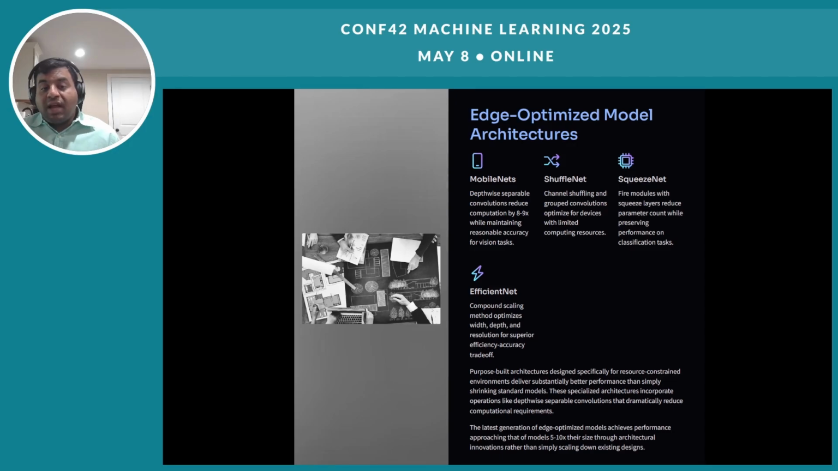ShuffleNets use channel shuffling and group convolutions, further optimizations for low power devices. And then SqueezeNet employs Fire modules to reduce parameter counts while maintaining classification accuracy. And then EfficientNet uses a compound scaling method to intelligently balance network width, depth, and input resolution for excellent efficiency and accuracy trade-offs. Using these pre-built architectures is often more effective than simply shrinking a standard large architecture, as they incorporate efficiency principles directly into their design.